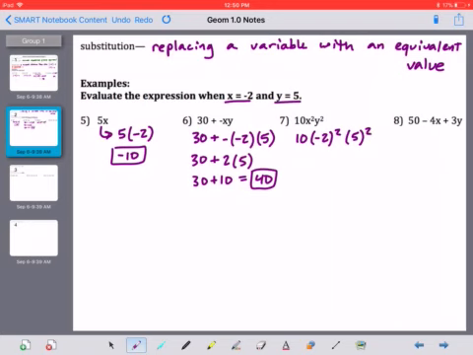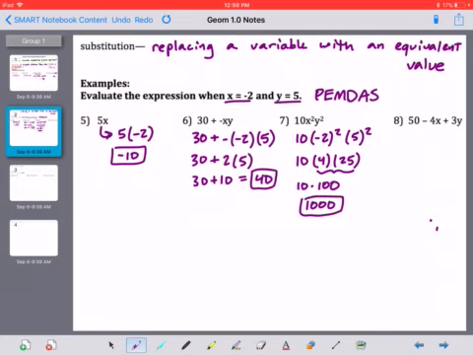All right, if you remember from previous math, we have to use PEMDAS. So first thing we've got to take care of are these exponents. So negative 2 squared is negative 2 times negative 2, which is 4. 5 squared is 5 times 5, which is 25. And I'm going to multiply these two together first. 4 times 25 is 100. So this ends up being 10 times 100, which is 1,000.